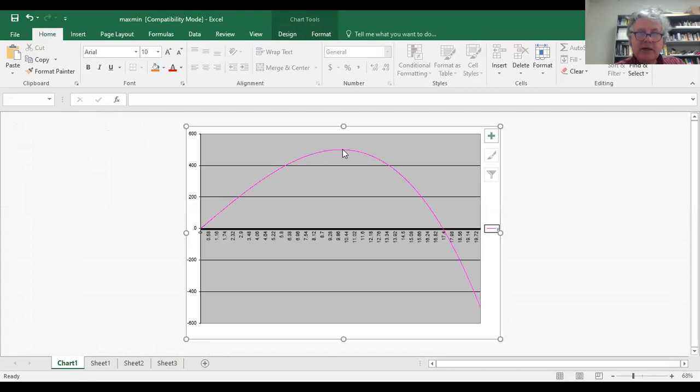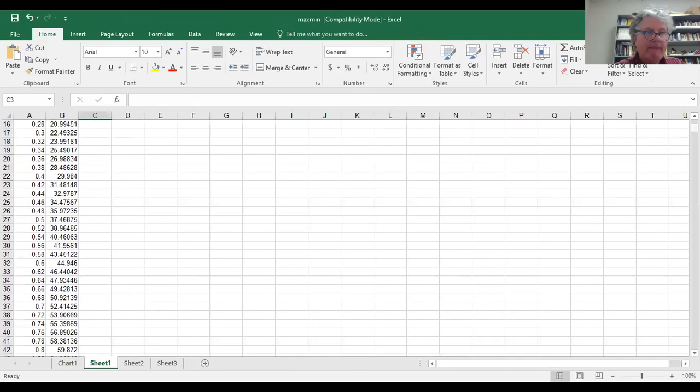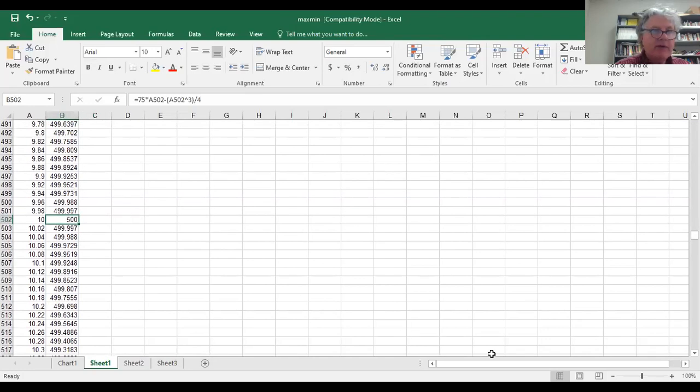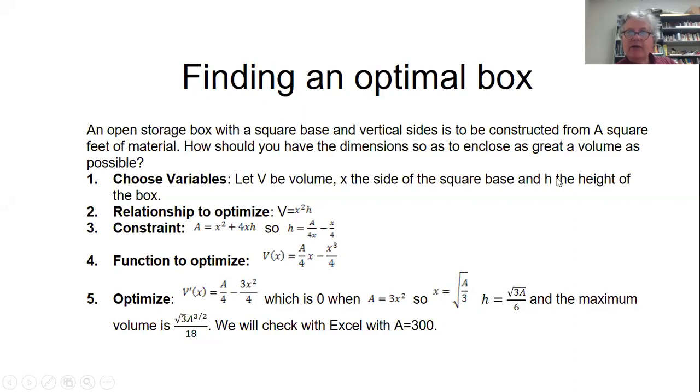And so we see that we do have a maximum, and it's around 10. So let's have a look if that's true. It's actually exactly at 10. Good. And does that make sense? Let's go back to our problem. Okay, so we found that the optimal x was 10 when A was 300. 300 divided by 3 is 100. Square root of it is 10. But great, we're doing good.